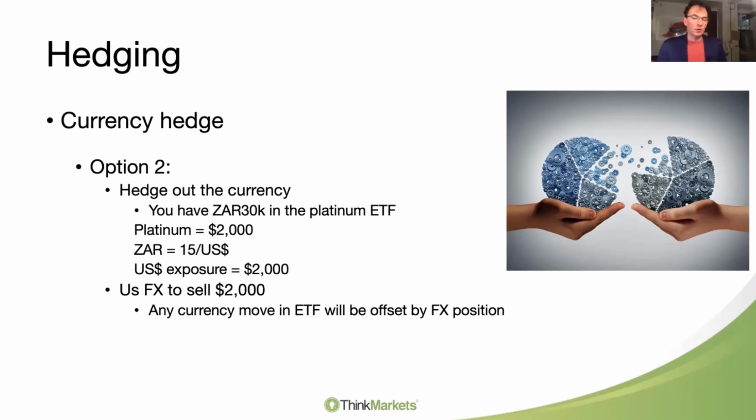Basically go and sell the USD ZAR, $2,000 worth, and any currency move in the ETF will be offset by the FX position. So if platinum moves, you'll make money, and if the rand moves, you'll either make or lose. But if you make money, you'll lose it on the FX, and if you lose money, you'll make it on the FX. What you're effectively doing is removing the currency from the equation, and that's quite cunning. And I quite like this as a strategy if you're trading in ZAR, but you're trading a US product.